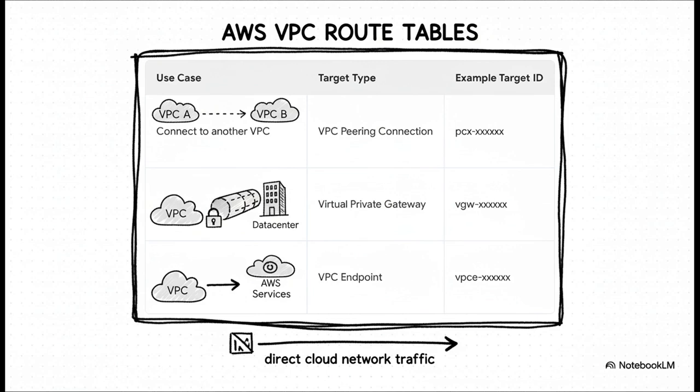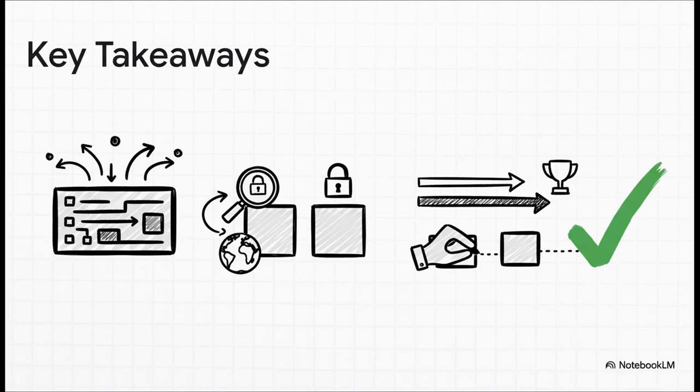All right, let's wrap this up with the key things to remember. 1. Route tables are your VPC's brain, its traffic controller. 2. A single route, just one line, is what determines if a subnet is public or private. That's a huge security concept. 3. When in doubt, the most specific route always wins. That's the longest prefix match rule. And 4. Please always use custom route tables. It'll make your life easier and your network safer.